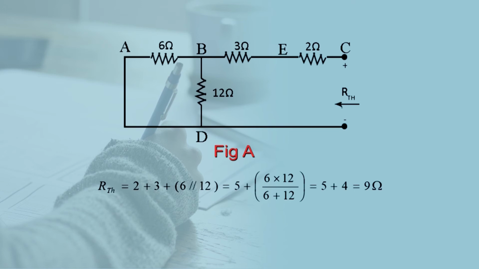So RTh is equal to what? This resistance between EC, that is 2 ohm, and the resistance between BE, that is 3 ohm. You add these, and the equivalent of this BC resistance is added with the equivalent resistance of the two branches, 6 ohm and 12 ohm. So after solving you will get the value of the Thevenin equivalent resistance as 9 ohm. Now you have calculated the value of the Thevenin resistance, so that means you are able to get the value of the load resistance to get the maximum power from source to load. So what is the value of this load resistance? The value of this load resistance is nothing but 9 ohm.